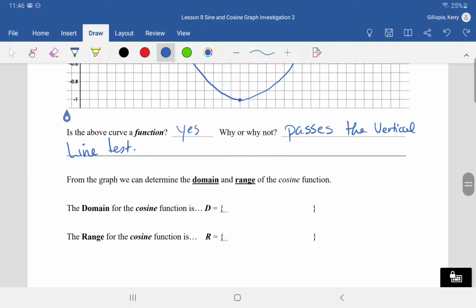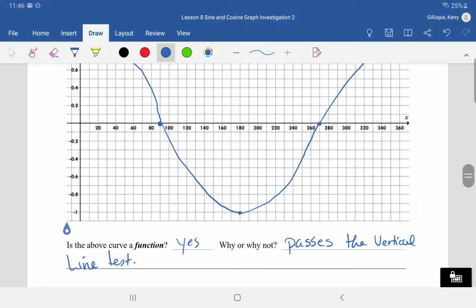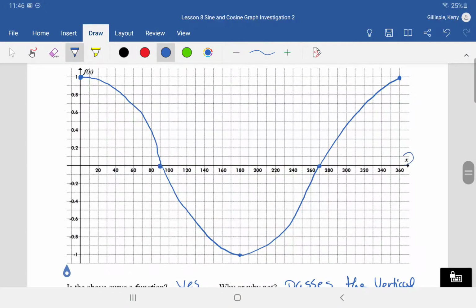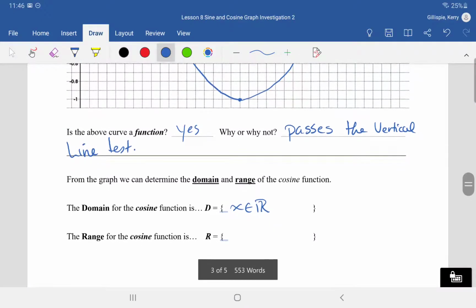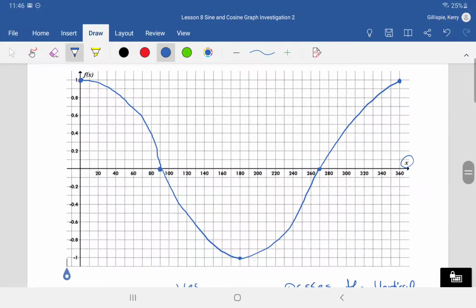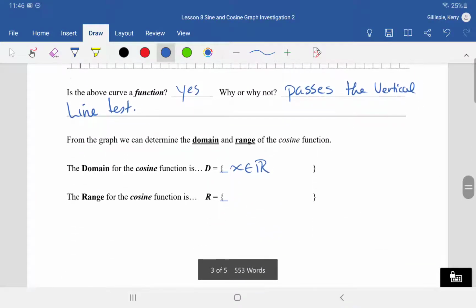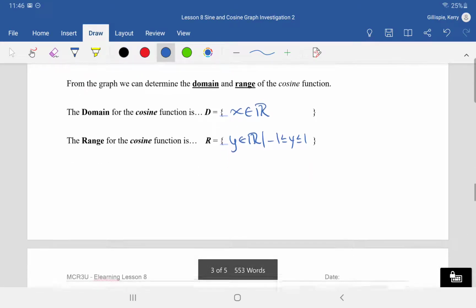Domain. The domain, because we can do any angle we want, x belongs to all real numbers. And that is our angle, right? X is our x-axis, which is angles. And the range, because it has a highest of 1 and a lowest of -1, the range will be the exact same as it was for sine, which is y belongs to all reals such that -1 is the lowest y value and +1 is the highest y value, with the squiggly brackets on both ends of that.